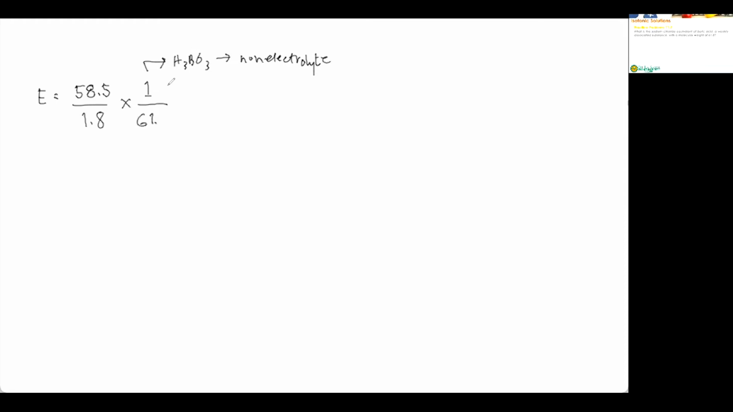Divided by the molecular weight of boric acid. So what we get is 58.5 times 1 divided by 1.8 divided by 61.8. And that will be equal to 0.526, or approximately equal to 0.53. And again, this is the gram of sodium chloride equivalent to 1 gram of boric acid in terms of tonic effect or freezing point depression.